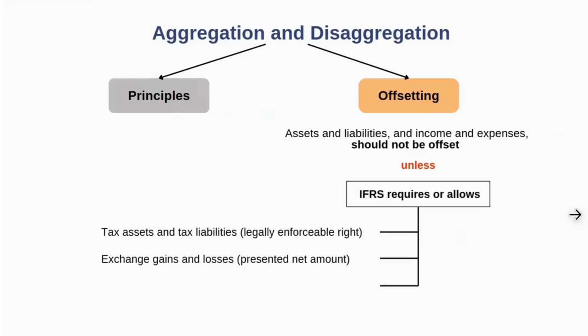Exchange gains and losses are presented in net amount. So if you have exchange gains or exchange losses, or both of them, then you should show the net amount in your financial statements. Bank overdraft versus cash: if you have an overdraft repayable on demand, you can offset it against cash.